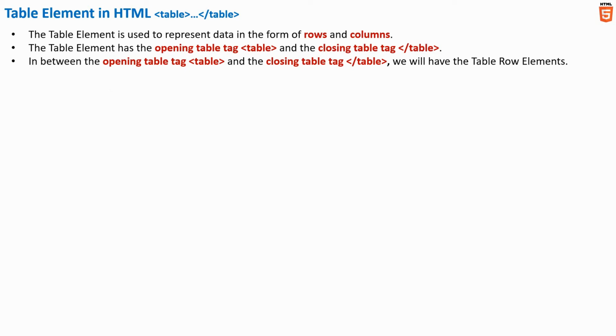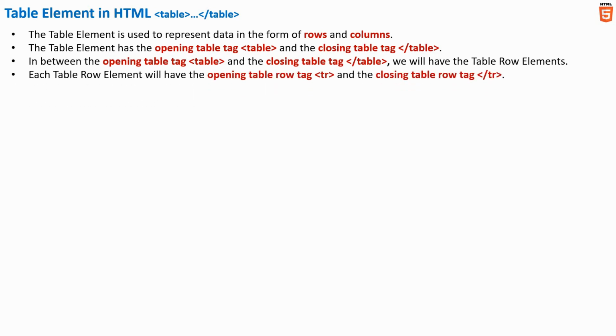Now this table row element is used to create a row in the HTML table. And each of these table row elements will have an opening table row tag and its corresponding closing table row tag. Now inside this table row element we can have two kinds of cell, which will be used either for storing the column header information or for storing the actual table data.